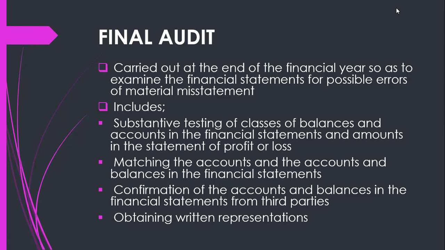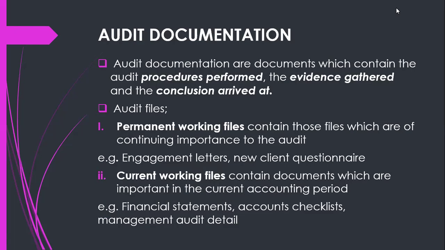Then we can express an opinion saying, okay, given the evidence that we've gathered, the financial statements are misstated, they're not reliable, so the users must not rely on them. This is what we carry out at the final audit. Then we also obtain the written representations. So this is where management just says, okay, all the data and all the information that we've given you is true according to our knowledge. That's what written representations are, and written representations are obtained at the final audit.